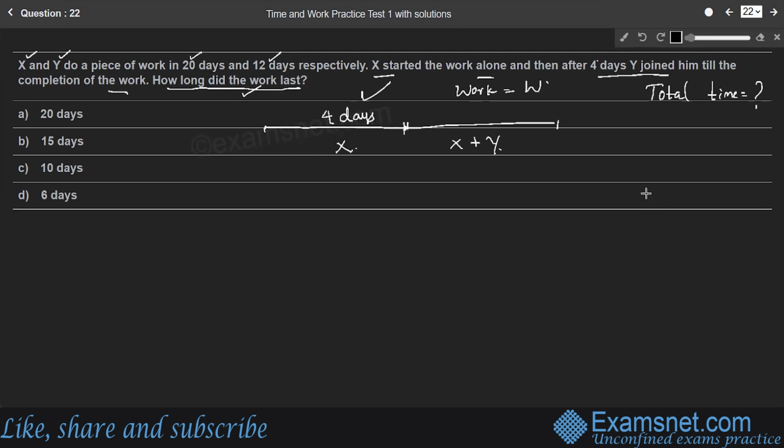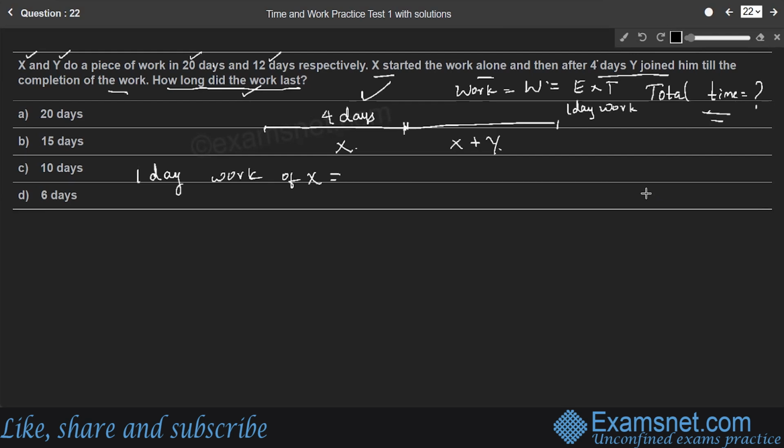It is given that X and Y do a piece of work in 20 days and 12 days. Individually, they can complete their work in 20 days and 12 days. Using this information, we have to find the total time if they work together. So here, one day work of X we'll consider. Here also we are using the concept of work, which is efficiency into time. Here efficiency is nothing but one day work.